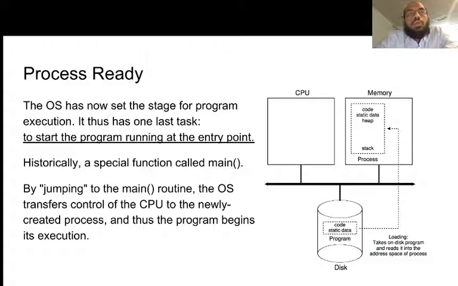In Python, if you want to start at a different place than going sequentially, or if you start having multiple functions or multiple classes in your program, then you need to specify a main method also. This is used by the operating system to locate where it should start running the application, and it jumps to main. Once you have all the data in memory, you jump to main, and you transfer control of the CPU to the newly created process, and thus the program begins its execution if it has been allocated time on the CPU by the scheduler.